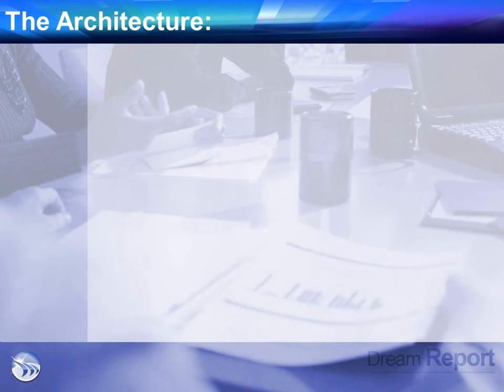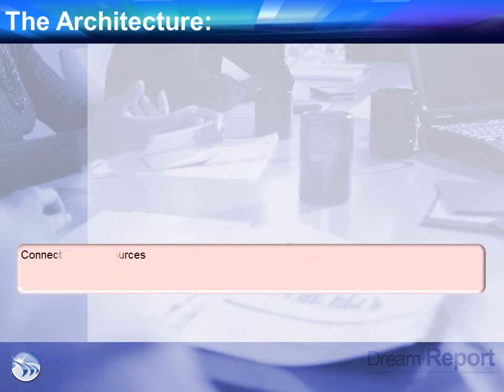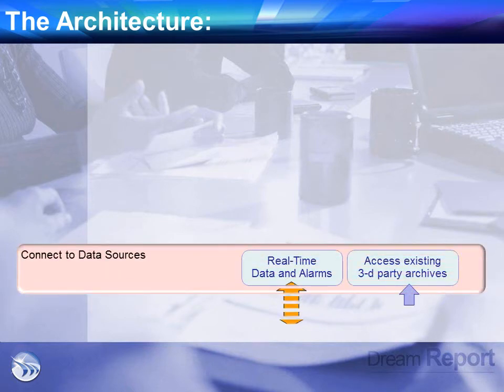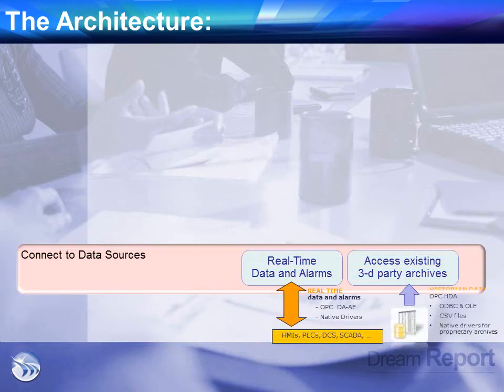Now let us look at Dream Report functionality in details. First of all, we need to look at connectivity. As mentioned before, Dream Report can be connected to real-time data sources and historical data sources. Connectivity to real-time data sources enables users to get in Dream Report real-time values and real-time alarms.